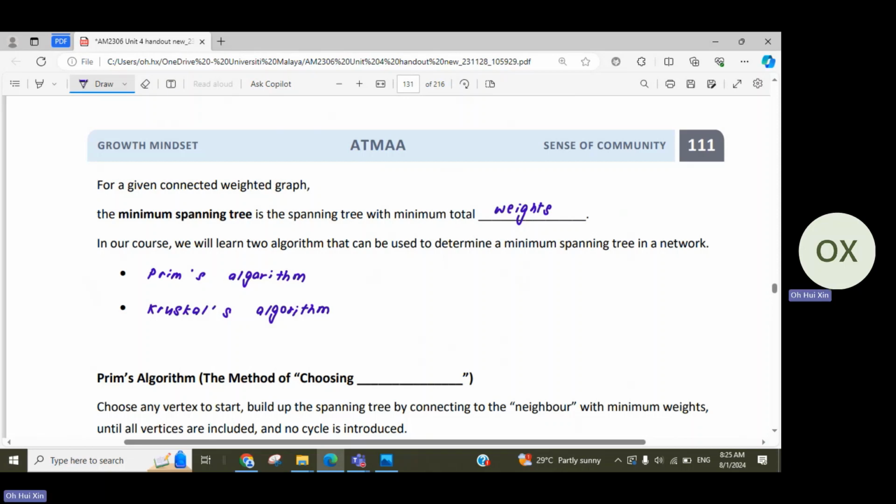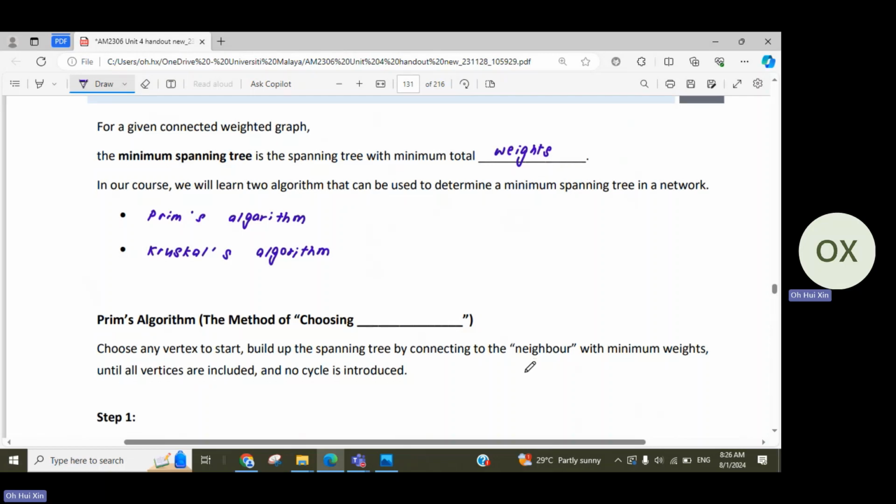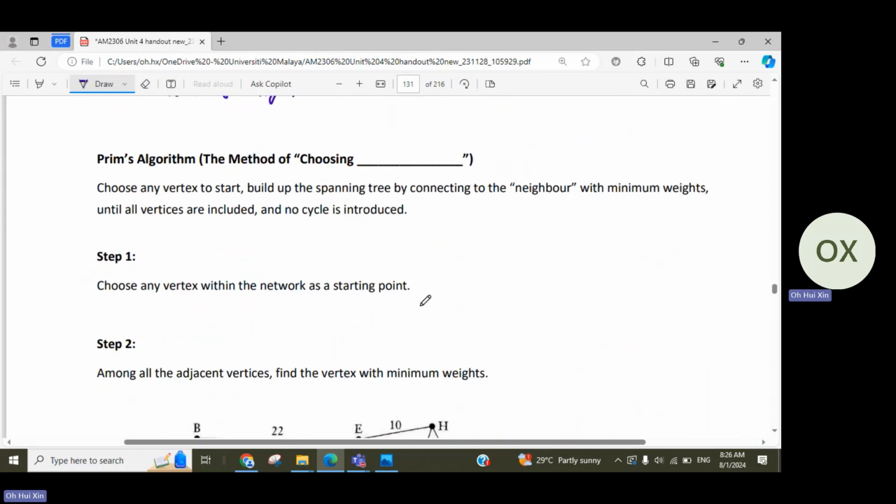It will be good if you can grab a highlighter with you, and I think that will make it easier for your notes later. Or make sure that you have a pencil, then you can just shade. So we are going to start from the first one, which is Prim's algorithm. Prim's algorithm is also known as the method of choosing vertices.